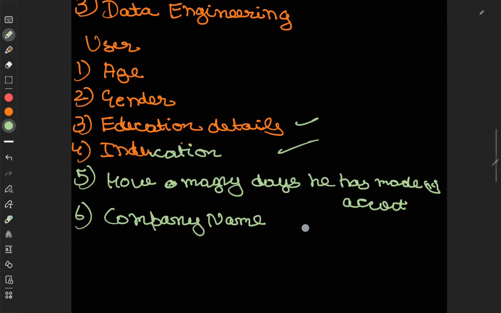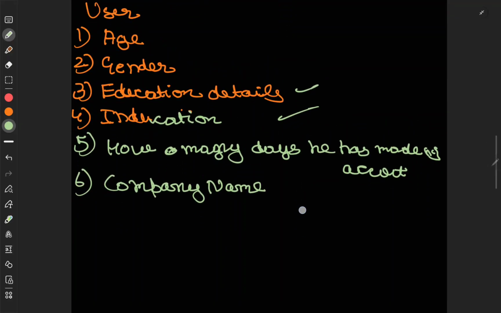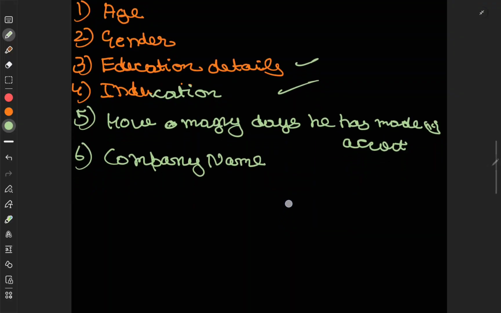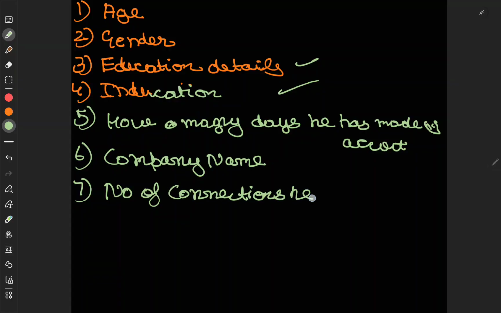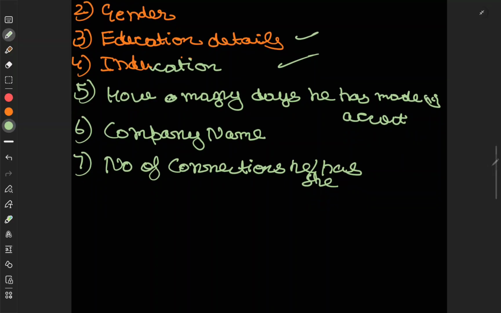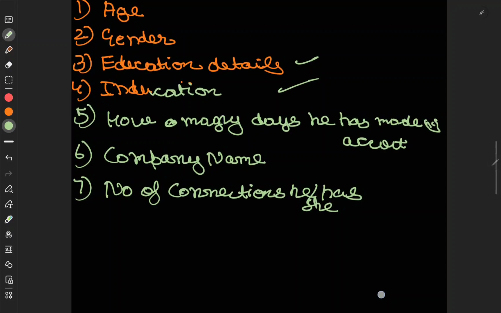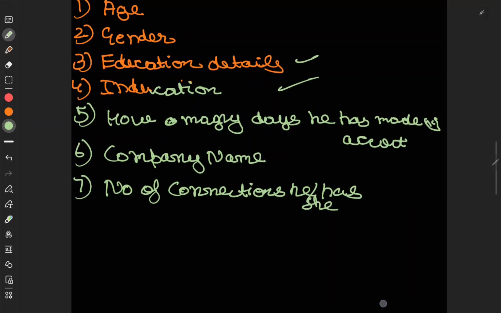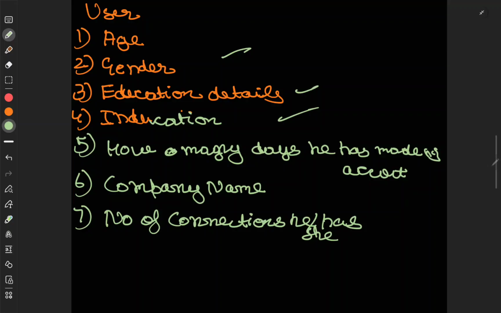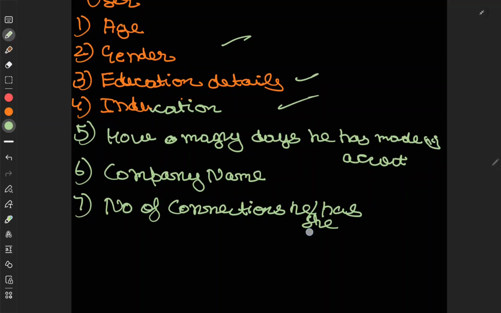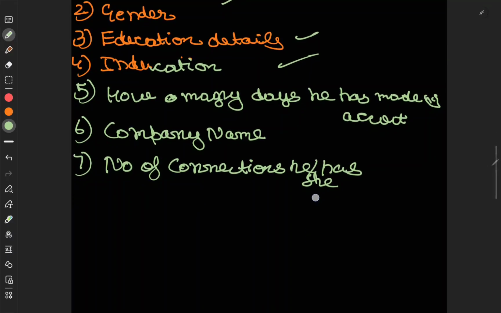You can think of all other features as well, like, let's say, the number of connections he or she has. Then I guess these many features are enough for a particular user. If we think of other features, we are going to add them, but for now we have such data for a particular user. Then what other data can we have?